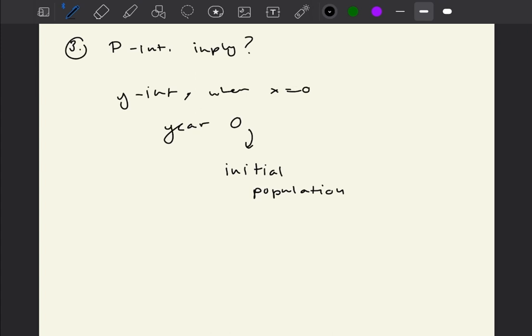So what the y-intercept or the P-intercept implies is that that's the starting population. And I know I've said this a couple of minutes ago when I was reading the problem out, but it's really important that you understand the key components of a function, for example, the x-intercept, the y-intercept, and so on, and what they really mean, so you know what the function is.